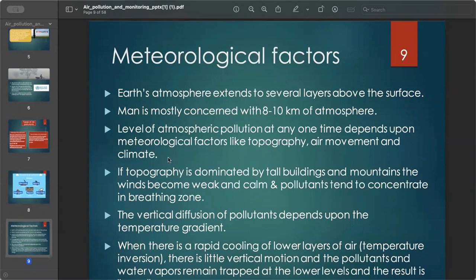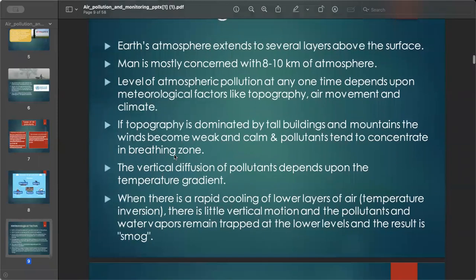When there is rapid cooling of lower layers of air, temperature inversion, there is little vertical motion and the pollutant and water vapors remain trapped at the lower level and result in smoke.